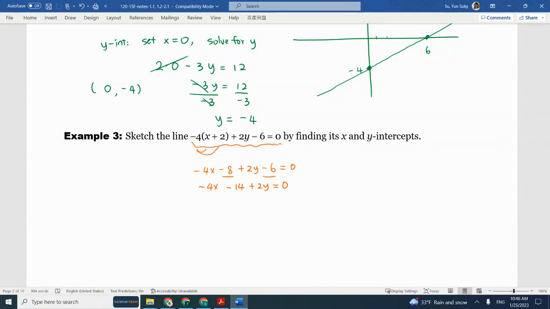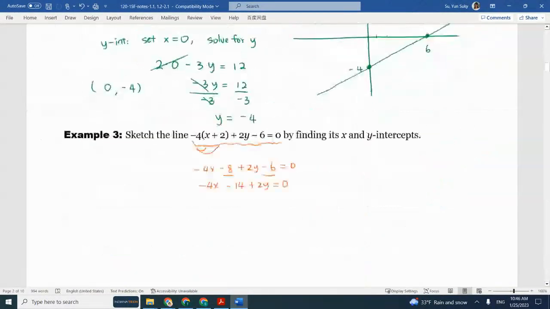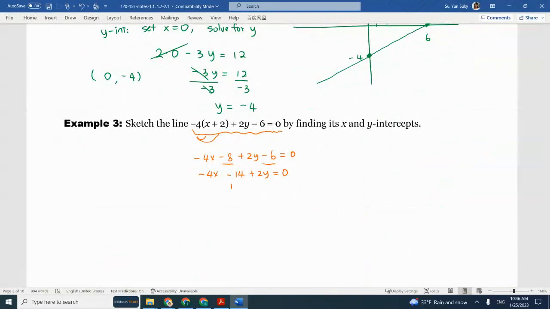In order to get the general form of a line, we move all the constants to the right hand side. So we add 14 on both sides. We get negative 4x plus 2y equals 14.